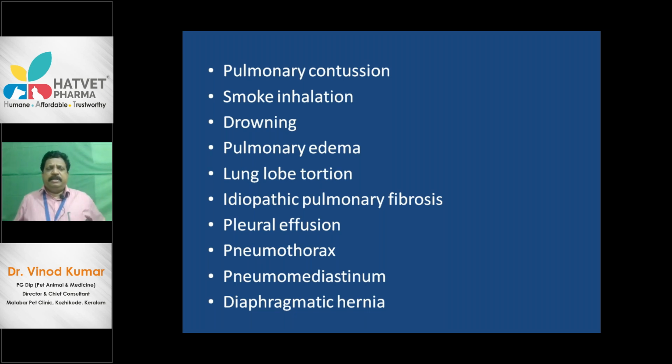Idiopathic pulmonary fibrosis is not so common, but pulmonary fibrosis can be seen as a chronic pulmonary inflammation. Pleural effusion is very common in dogs and cats. Whenever pleural effusion is presented, there will not be any lung sounds. If it is severe, lung sounds will be absent, and there will be severe inspiratory dyspnea, restrictive dyspnea. In such cases, immediately go for pleural space aspiration. We will mention tomorrow how to aspirate the pleural space.